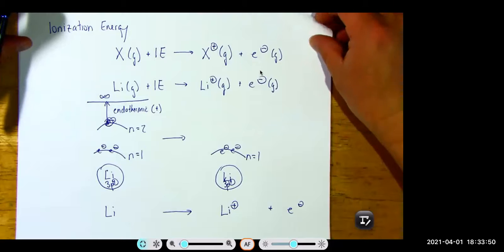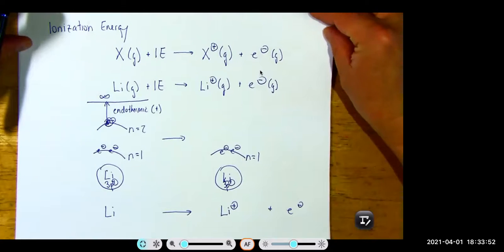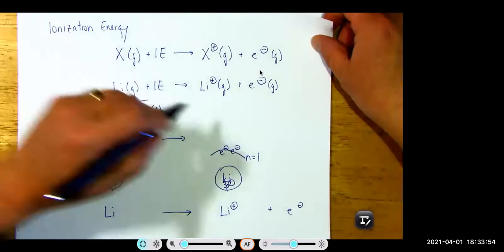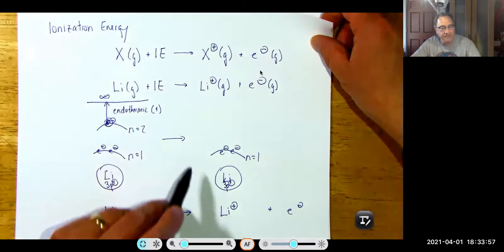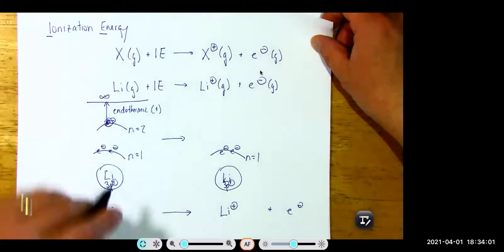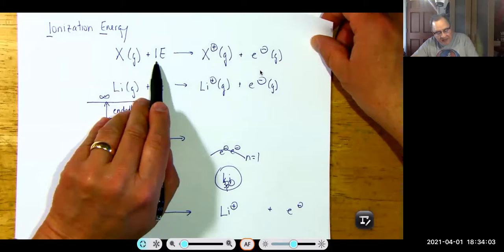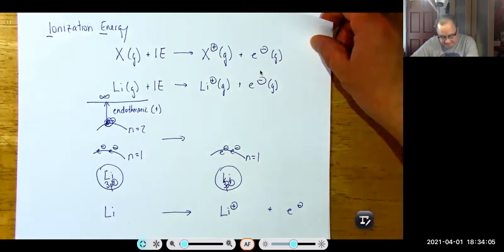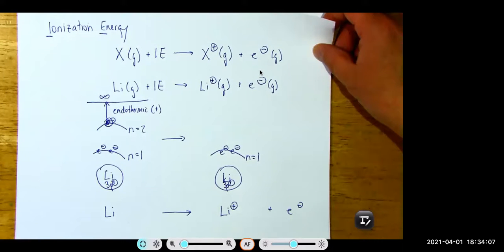Oh, okay. So whenever we see these arrows, what does the IE mean? Lithium gas plus ionization energy? Ionization energy. Oh, that's obvious. Sorry. Okay. So what would you give us on a test? It would just be like lithium gas plus ionization energy, and then draw it out.